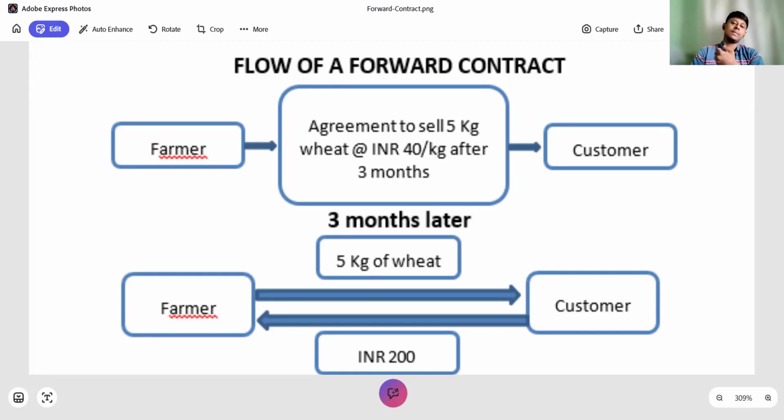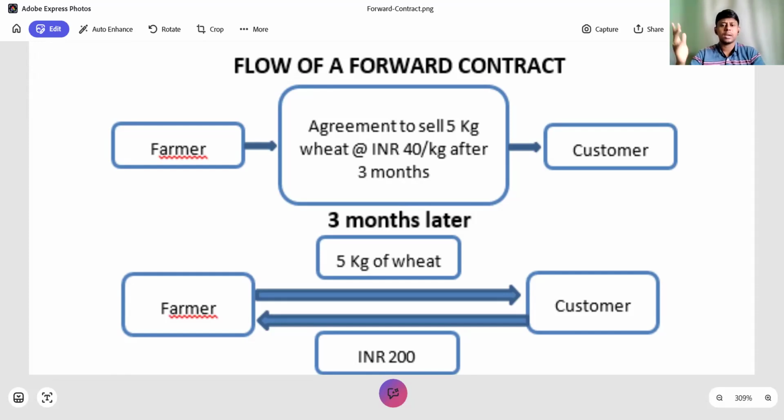So, what exactly is a forward contract? A forward contract is a private agreement between two parties to buy or sell an asset at a predetermined price on a specific future date. The important point is this: the price is decided today, but the actual exchange of the asset happens in the future. Now let's see what happens when the contract reaches its delivery date.